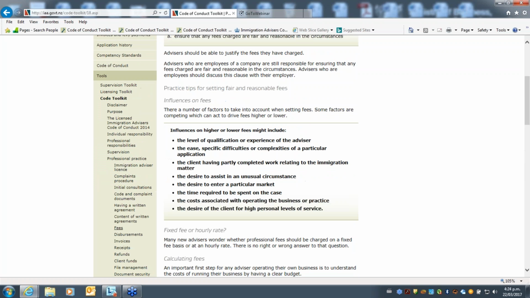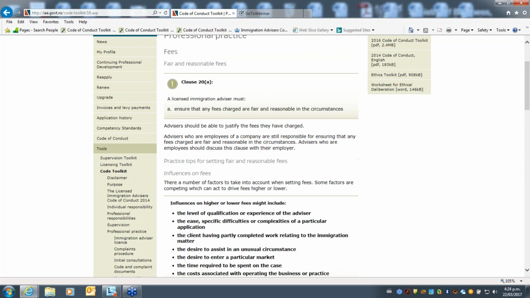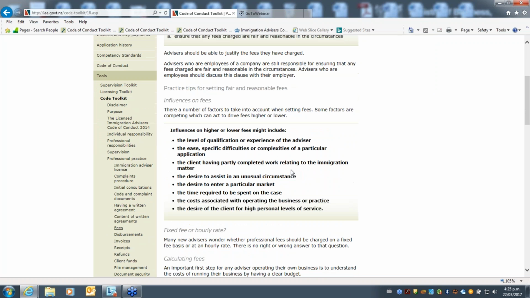And if you've got that documented, that you've actually worked out what your budget is and what your costs are and what you need to charge, then you've got a justification for the fees that you're charging.